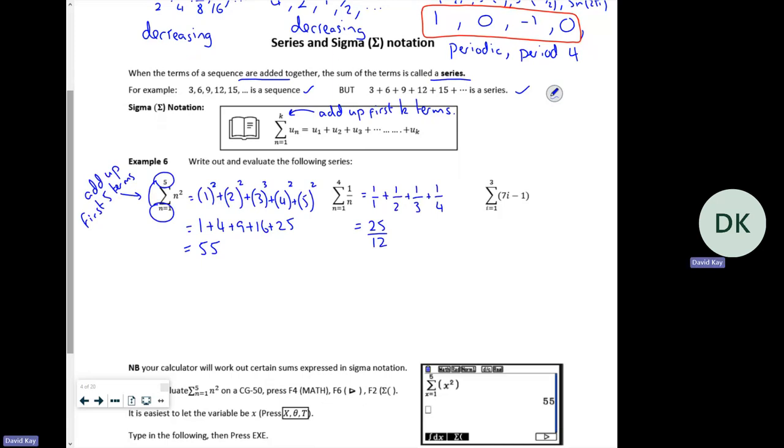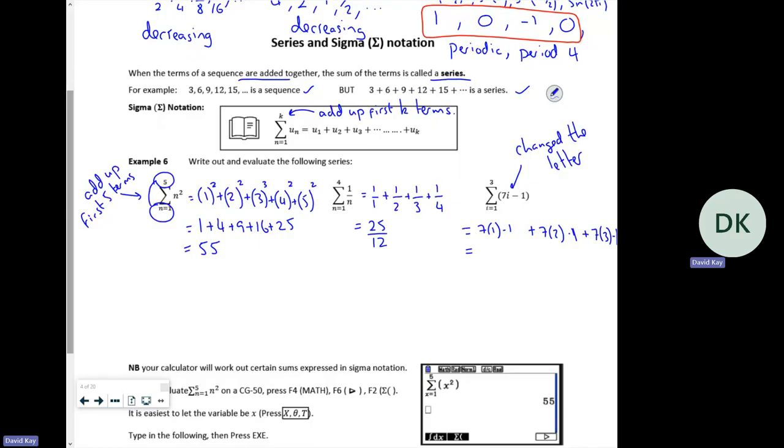Now I can change the letter. So this one's been a little bit sneaky here. So we change the letter, but it doesn't matter. And I'm only adding up the first 3 terms here. So the first term would be 7 lots of 1 minus 1. Then the second term would be 7 lots of 2 minus 1. And then the third term would be 7 lots of 3 minus 1.